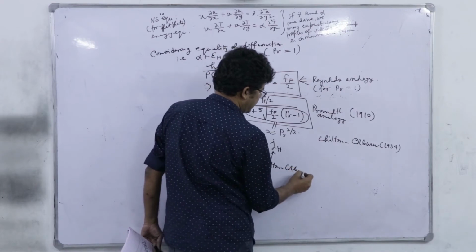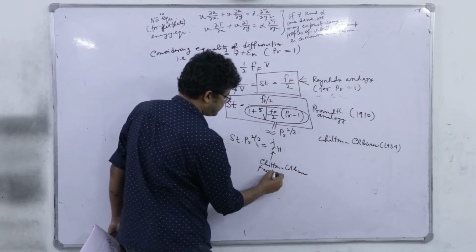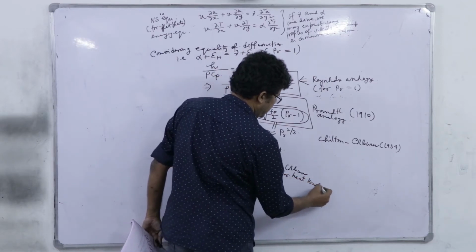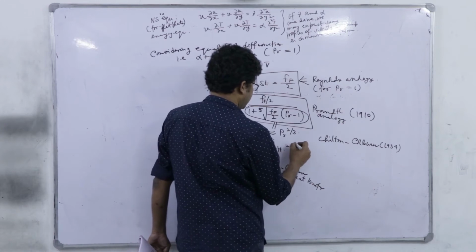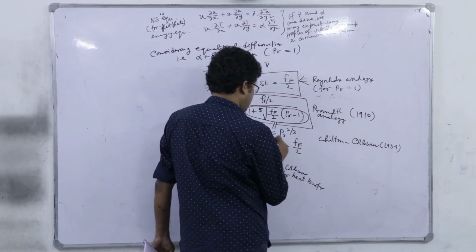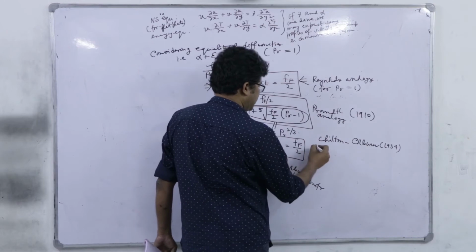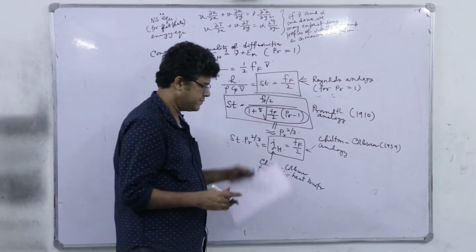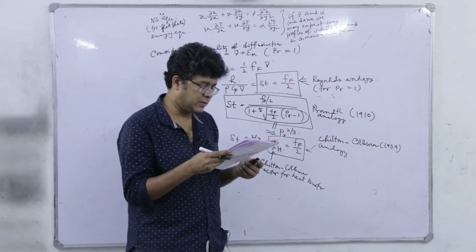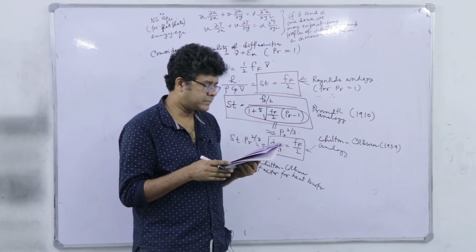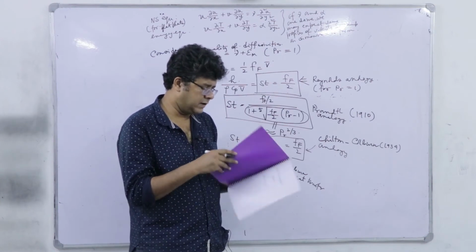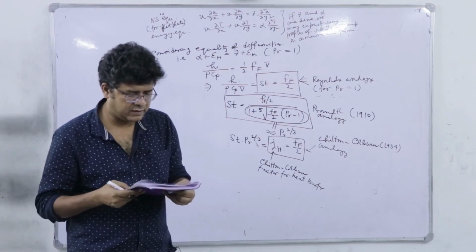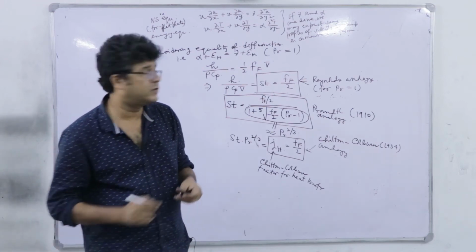Chilton-Colburn factor for heat transfer is equal to this friction factor by 2. So, that is the Chilton-Colburn analogy, which is the most popular one. You see, the Prandtl analogy we do not use that much. The Chilton-Colburn analogy is the most popular one.